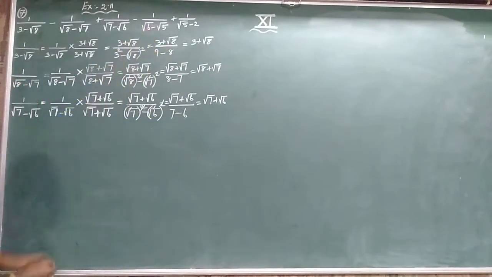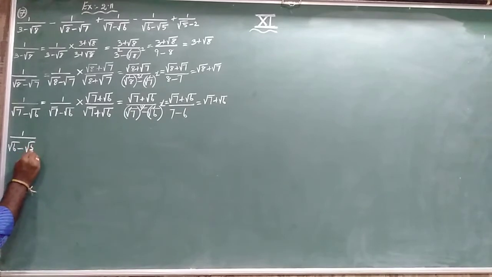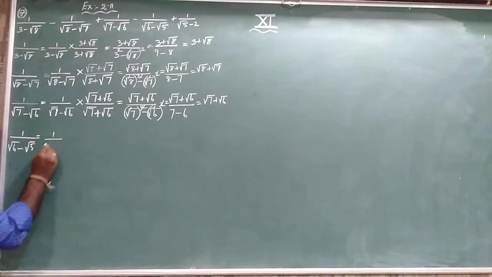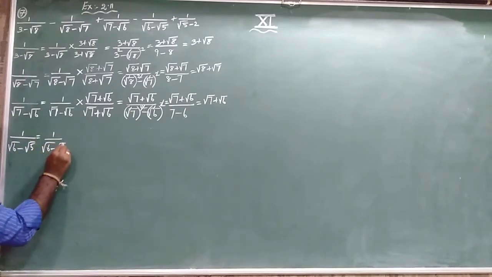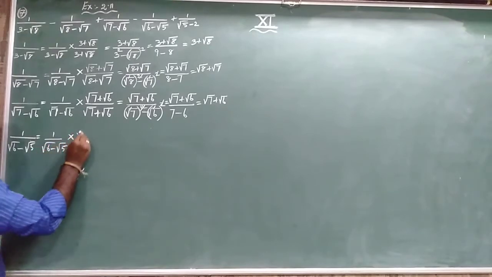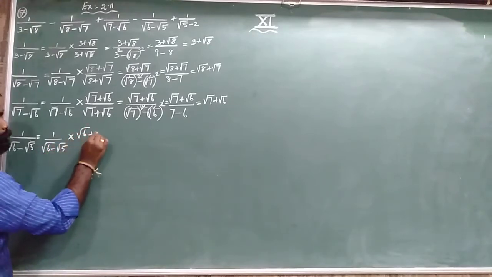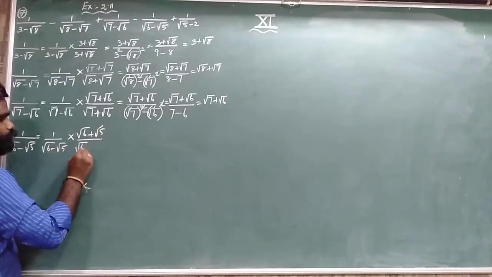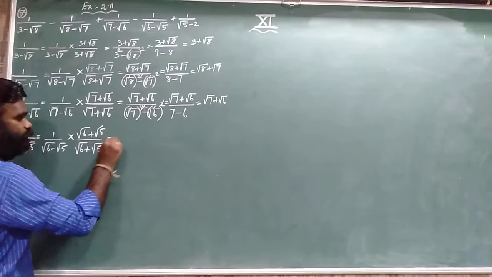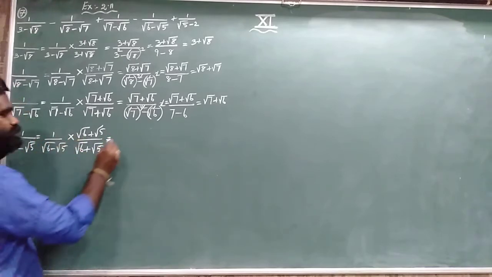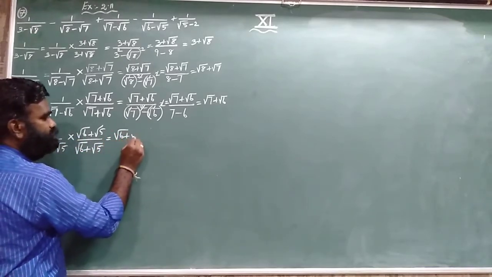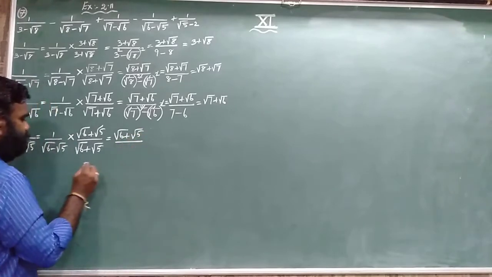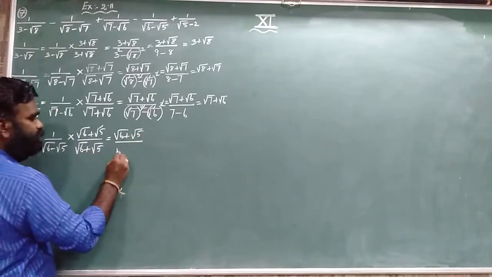The next term is 1 divided by square root of 6 minus square root of 5. Next, the conjugate: 1 divided by square root of 6 minus square root of 5, times the conjugate square root of 6 plus square root of 5 — here instead of minus I need to put plus — divided by square root of 6 plus square root of 5. So 1 multiplied with this remains the same: square root of 6 plus square root of 5 divided by a minus b, a plus b, a square.